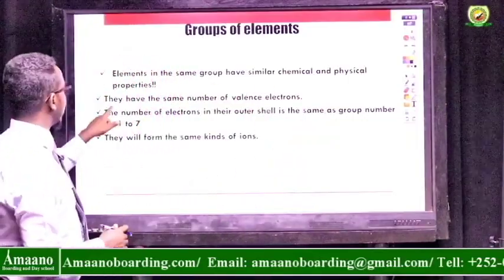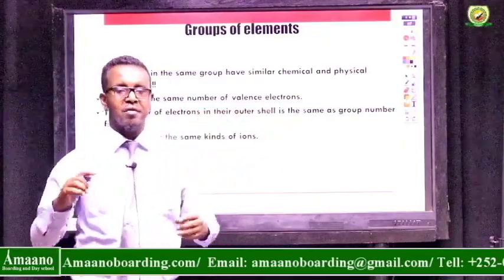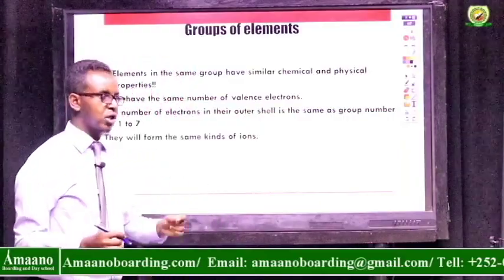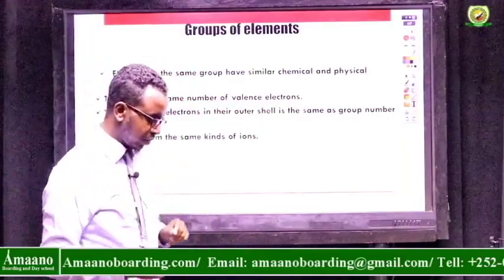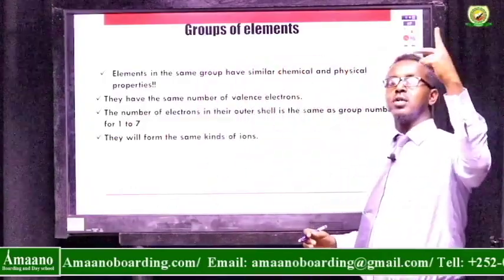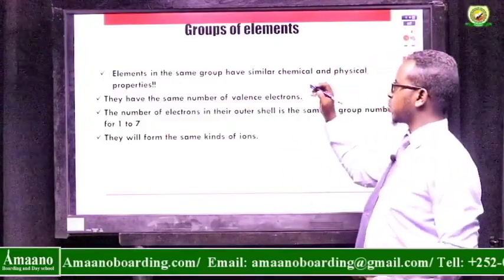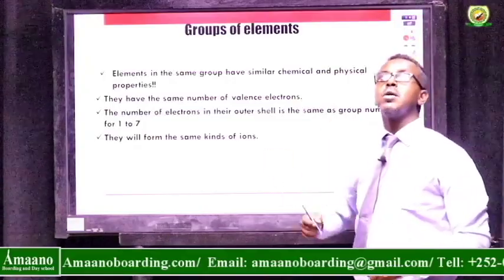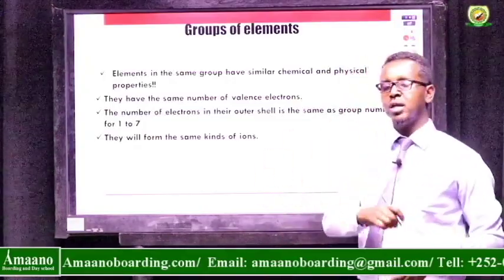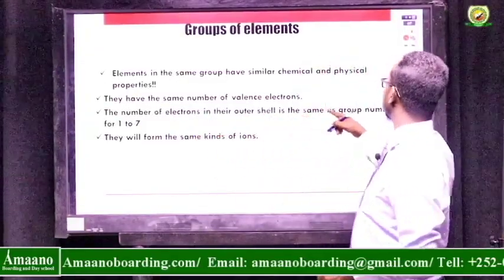So that's number 1. Number 2, they have the same number of valence electrons. What does it mean? They have the same number of electrons in their outer shells. Valence shell means outer shell. For example, group 1 elements have 1 electron in their outer shell. Group 2 have 2 electrons in their outer shell. Group 3 have 3 electrons in their outer shells. Which means the number of outer shell electrons and the group number are the same. For example, group 7 have 7 electrons in their outer shell. So the number of electrons in their outer shell is the same as the group number.